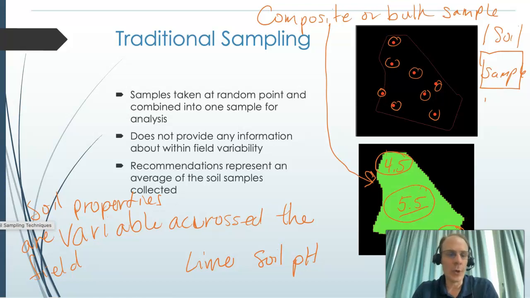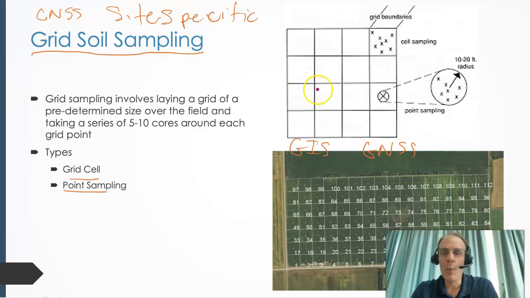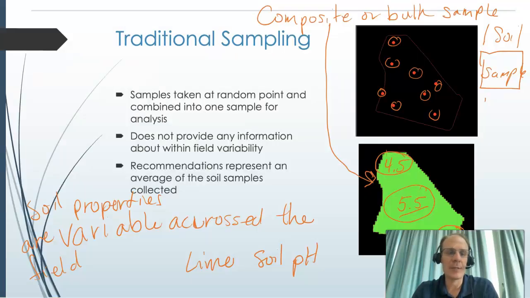Whereas zone sampling and grid sampling will potentially meet those site-specific needs, resulting in more lime being applied here, less lime being applied here, and no lime being applied here. Therefore, the crop will grow more robust, have less potential of soil erosion, and we will not have concerns with soil acidification and soil alkalinization.